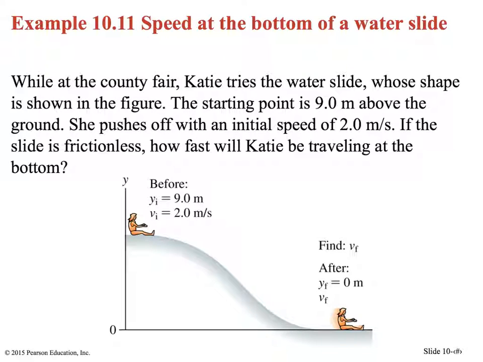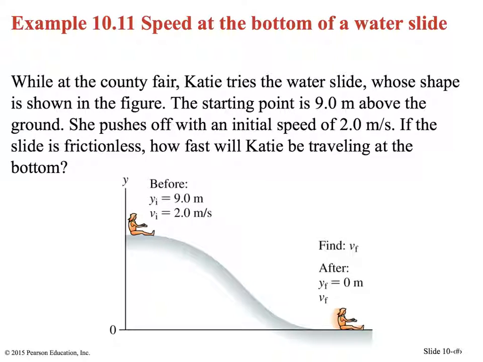Alright, so at the county fair, Katie tries the water slide. The shape is shown, so it looks like this. Starting 9 meters above the ground, she pushes off with an initial speed of 2 meters per second. The slide is frictionless, so unlike the last problem, we don't have to worry about thermal energy. We want to know how fast she is going afterwards in this case.